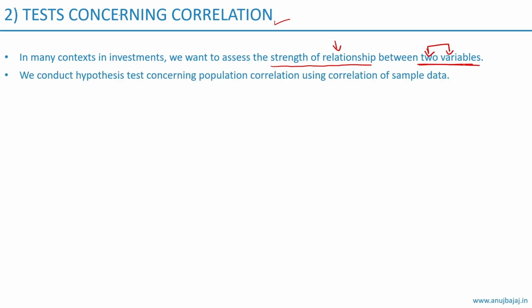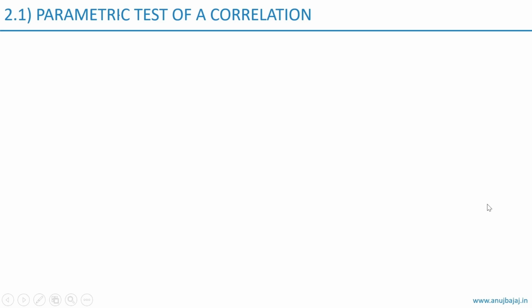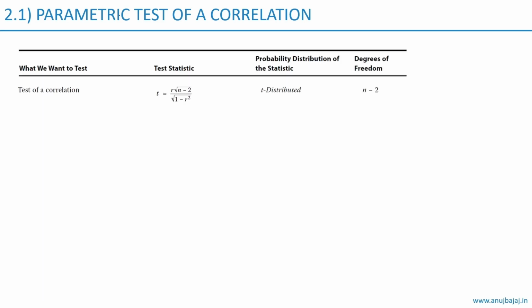So in this chapter, we will be conducting hypothesis tests concerning the population correlation using the correlation of sample data. We will have two different tests conducted around the population correlation. One is the parametric test of correlation and the second is the non-parametric test of correlation. Let us start with the parametric test of correlation.